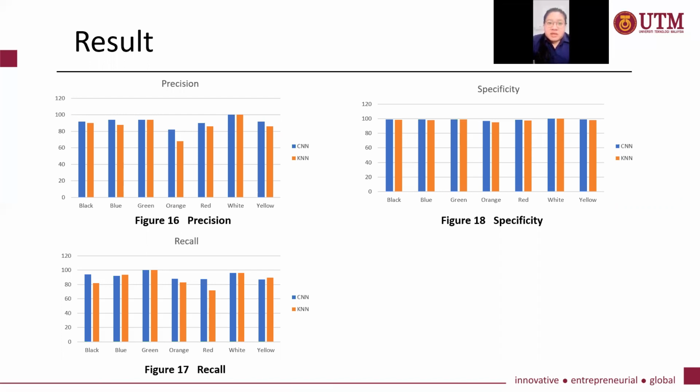Besides that, specificity is a parameter that evaluates the true negative rate of a database. Based on Figure 18, CNN outperformed with an average specificity of 98.7%, while the average specificity of KNN is 97.9%. In conclusion, this indicates that misclassified cases among the 7 color classes are low.